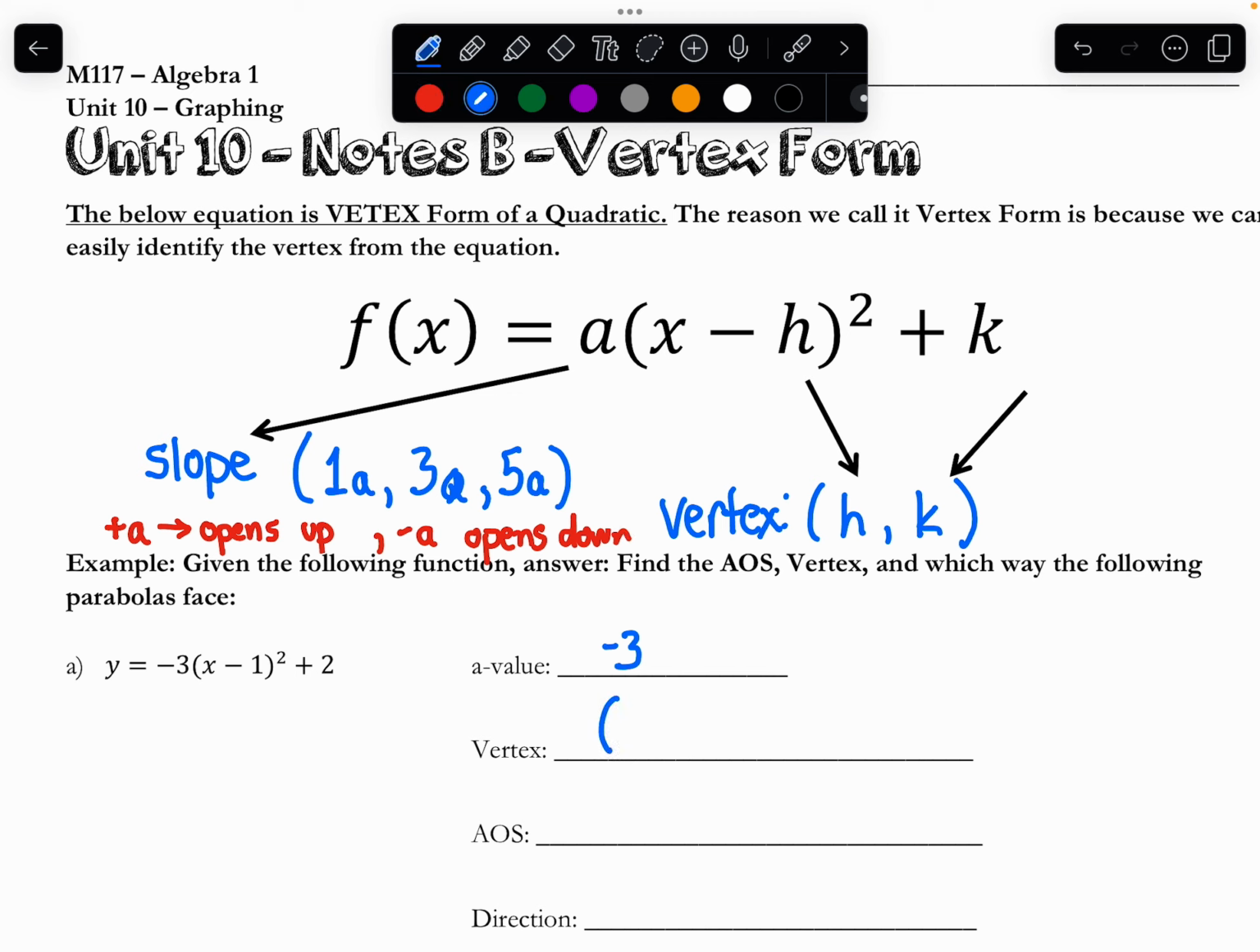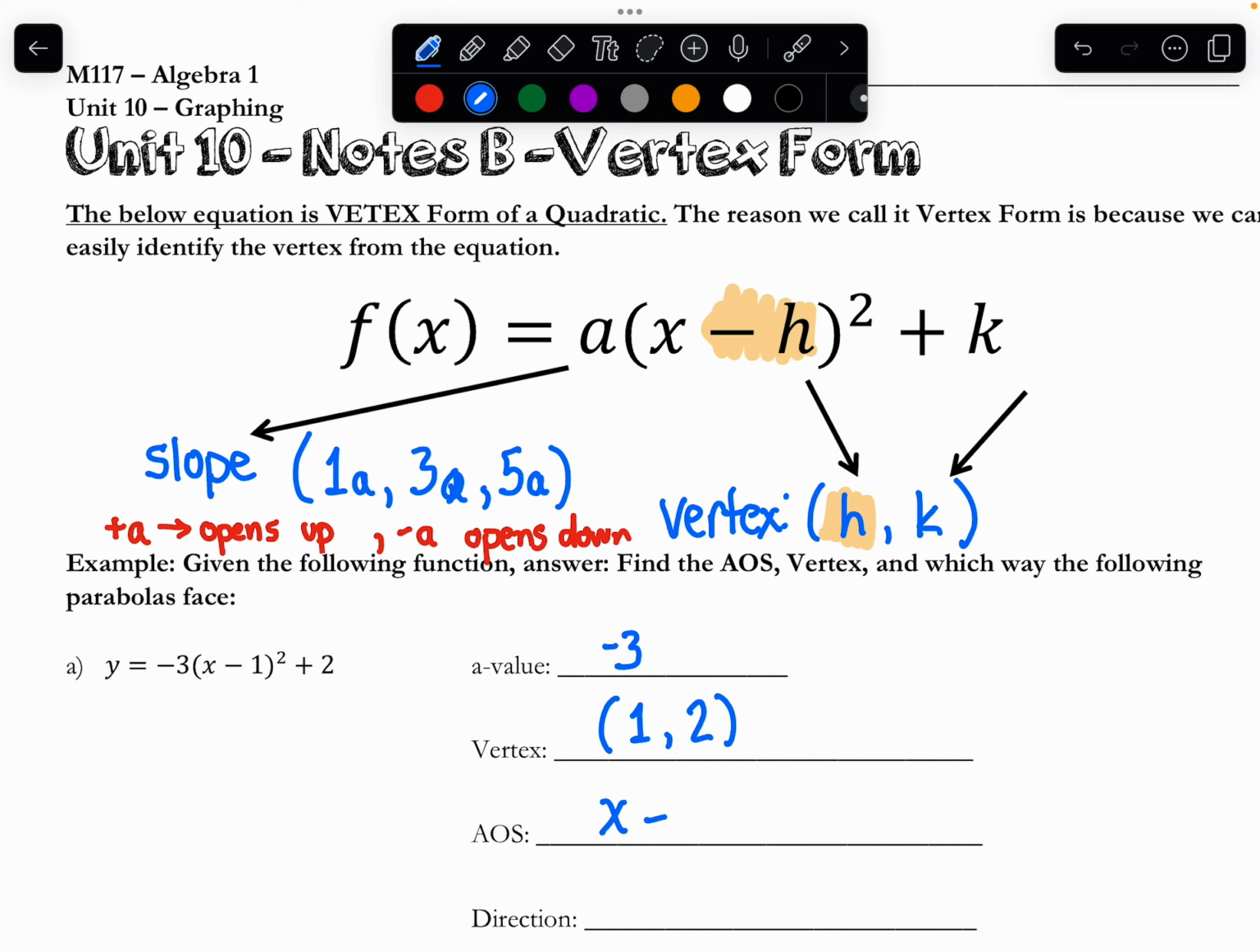The vertex, because that H is minus, and if you look here in this formula, this said minus H, and when I wrote the vertex, I wrote a positive H. So we're always going to take the opposite. So instead of -1, we're going to have 1, and then 2 is going to stay the same.